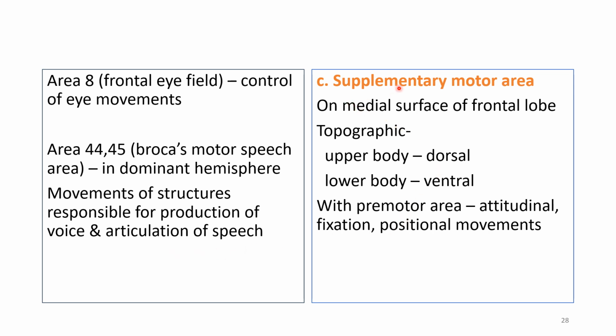Next, coming to the supplementary motor area. It is present on the medial surface of the frontal lobe. Topographic representation is present: the upper body is represented in the dorsal aspect and the lower body in the ventral aspect. It works with the premotor area and is for attitudinal, fixation and positional movements.